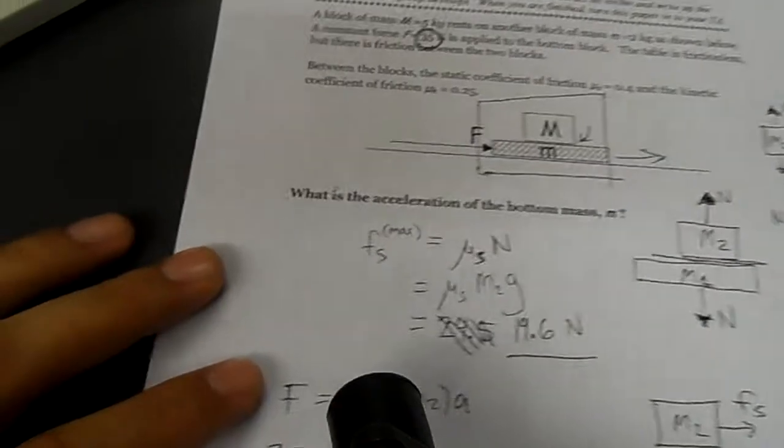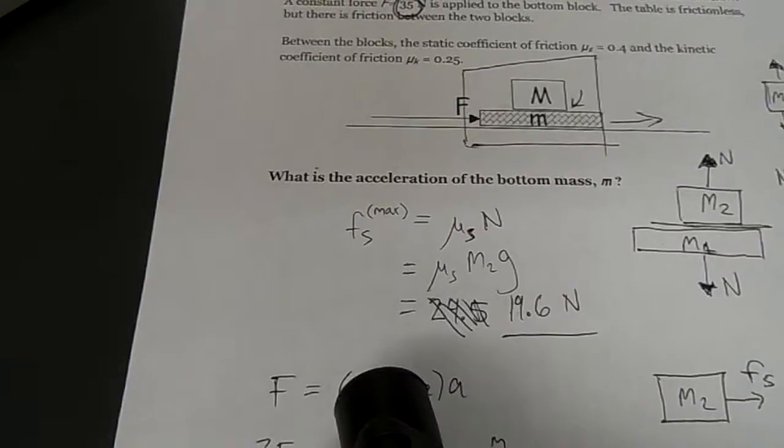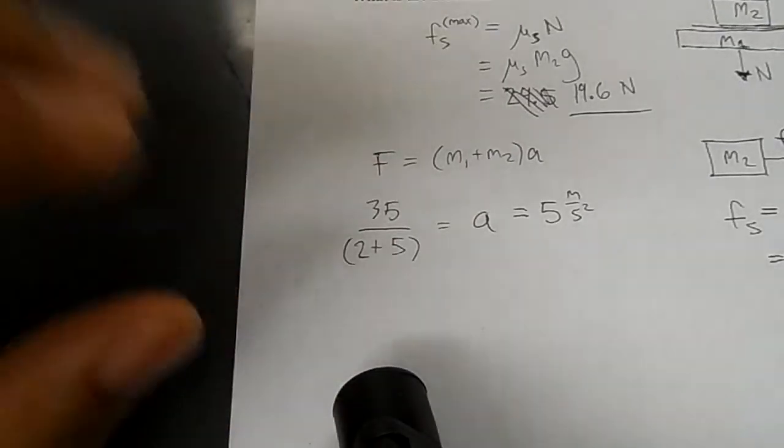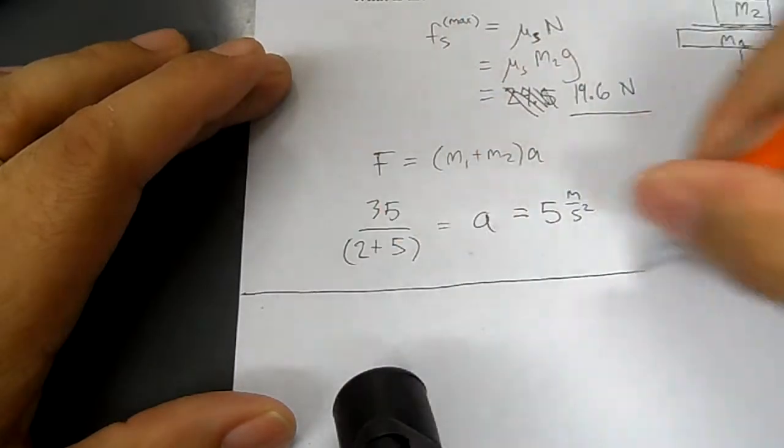So in order for the objects to move as a unit, the force of static friction has to be 25 newtons. But I just found that the maximum possible value of that force is 19.6. So that's not possible, which tells me my assumption was wrong. I cannot assume that the objects move as a unit. They have to move separately.